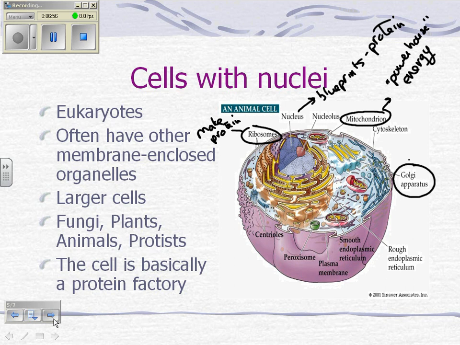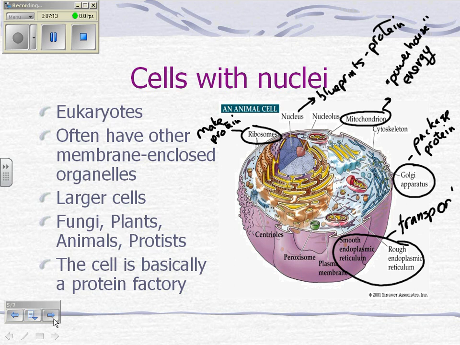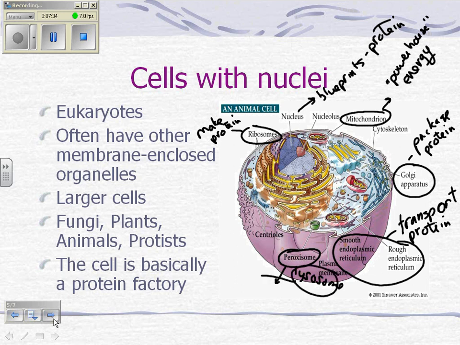Golgi apparatus. They package proteins. Why would they have to package them? Well, it's a factory. It has to send them out. The rough and smooth endoplasmic reticulum are like the forklifts or the high-lows. They transport proteins in the cell once they are made. Peroxisome, along with a lysosome, which is not on here, are like the janitors in the factory. They clean it up.